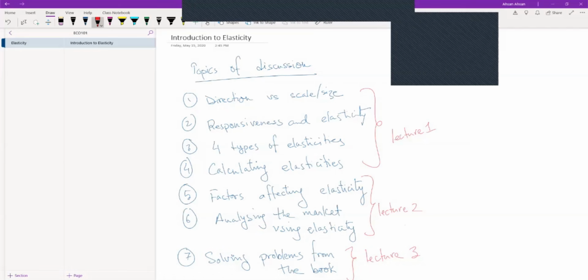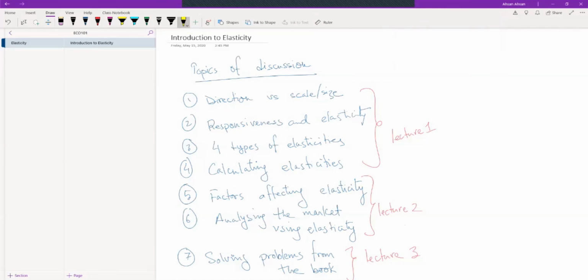So let's get started. As you can see, we are going to be doing these four things in today's lecture. We're going to have a small discussion on the direction of a relationship and the scale of a relationship. I'll discuss what that is soon enough, don't worry. This will be a small 10-minute discussion maybe. Then we move on to the concept of responsiveness and elasticity. That too will be a small discussion, maybe about 10 minutes or so.